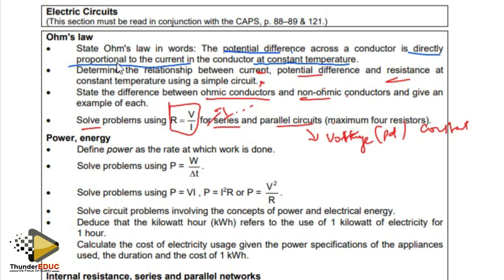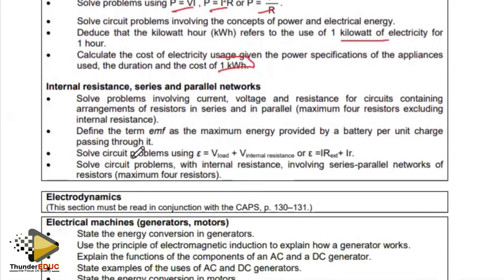Okay, then power and energy. Define what power is: the rate at which work is done. This is the formula, and then the different formats of power. Then solve circuit problems involving concepts of power and electrical energy, deduce what 1 kilowatt hour refers to, and calculate the cost of electricity. And then aspects of internal resistance, series and parallel, and EMF also need to be understood quite well.